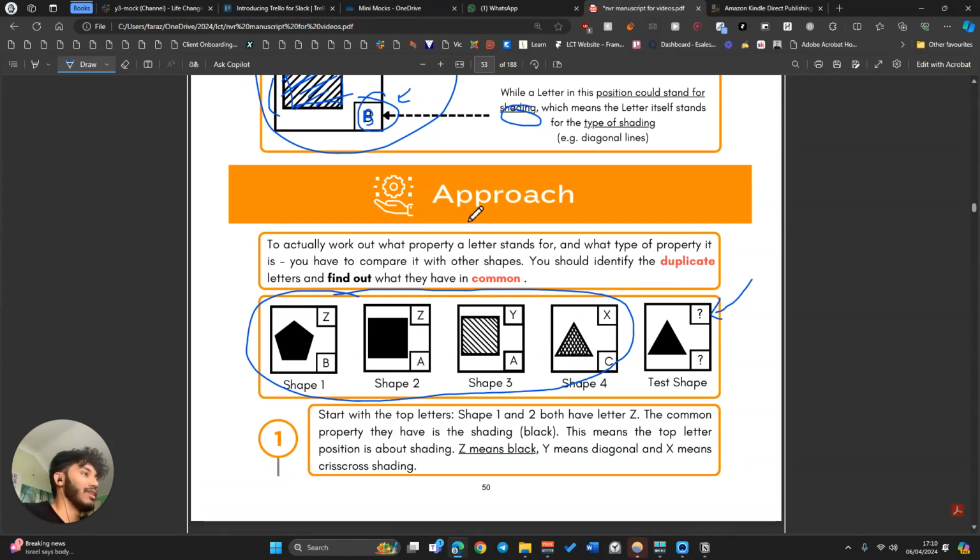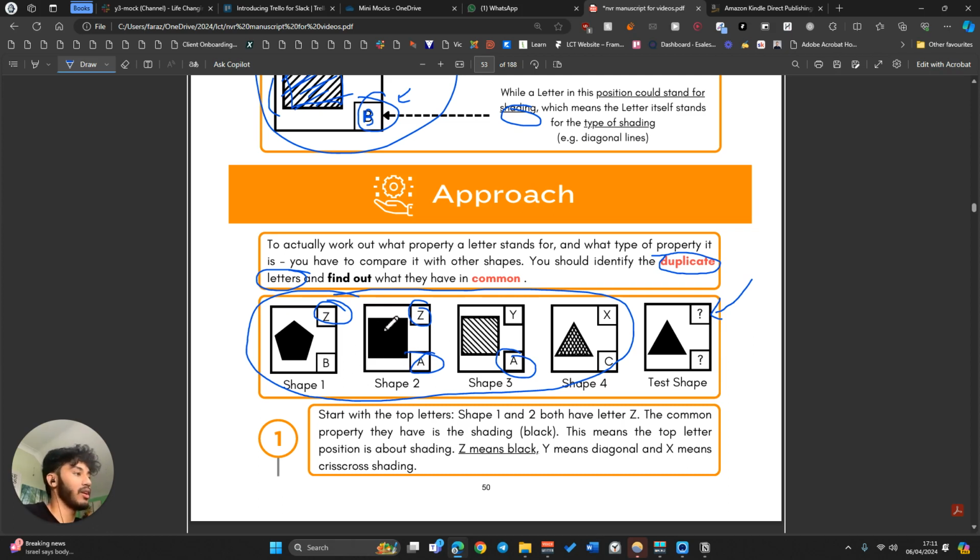So if we read what it is letting us know, the best way to do this is to identify a duplicate letter. So if we look across these shapes, you can see these 2 have Z, these 2 have A. I don't see any other duplicates. Okay, well, because the top letter is going to be a rule between 2 of them, we can see that if both of these have Z, they must have something in similar, because that will tell us what the Z actually means. If I'm looking for a similarity between these 2 shapes, I can see they're both colored in black.